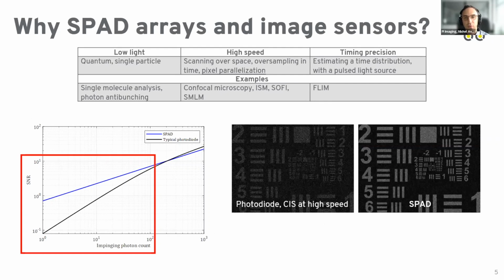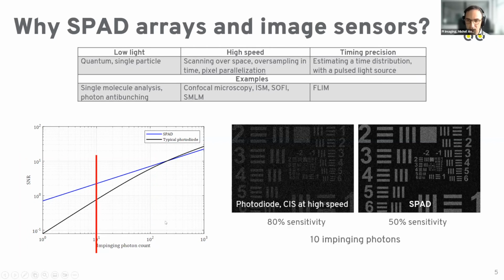Our solution for this challenge and targeting the increase in the FLIM frame rate is to parallelize pixels, and this can be done with SPAD arrays and image sensors. SPAD arrays are enabling a very good signal-to-noise ratio in the low-light scenarios. And what I would like to emphasize additionally is that signal-to-noise ratio is different from the sensitivity.